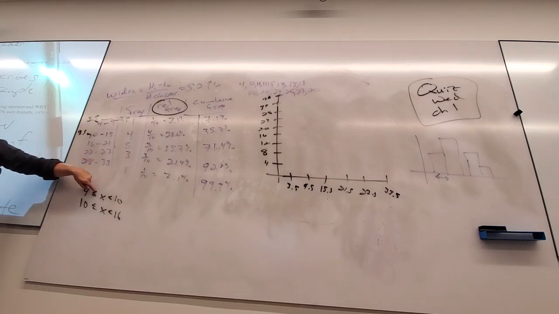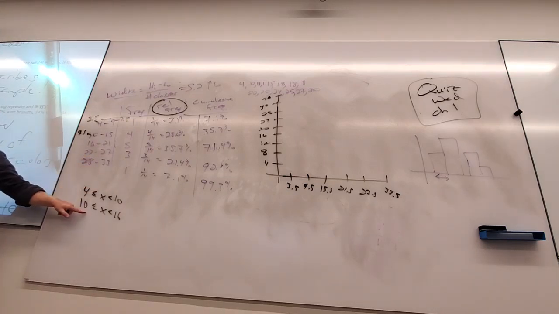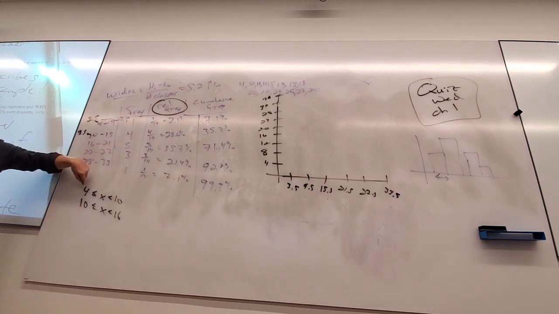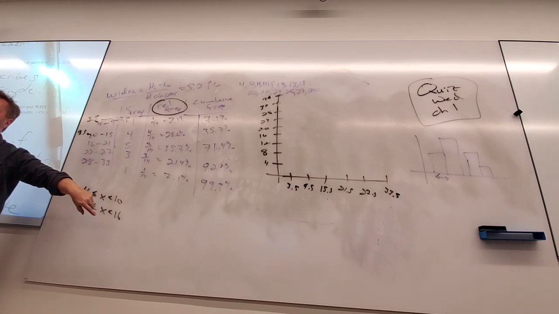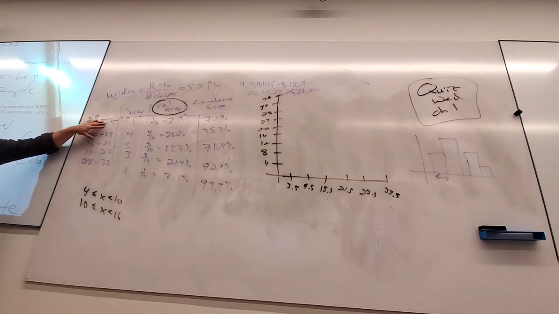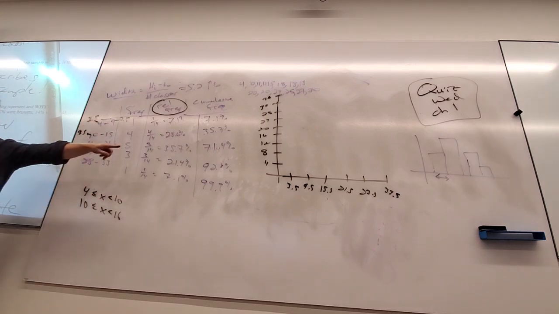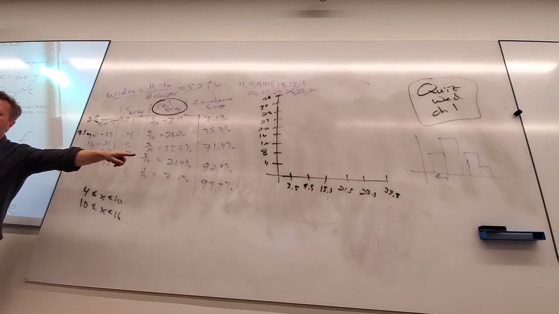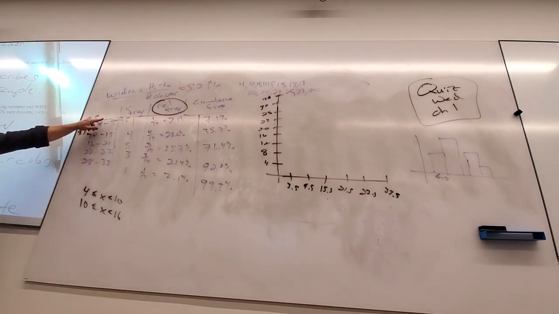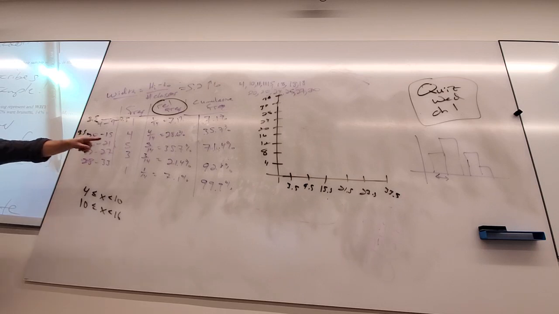Inequalities? Where would 10 go? Which class? The bottom one, because that's where it's allowed to equal 10, yes? And then my scale would be 4, 10, 16. So if you set your classes up with these inequalities, you don't have to use those half numbers. If you want to do it this way, the way the book does it, then you have to use the half numbers. Is everybody with me? You have a choice you can make.